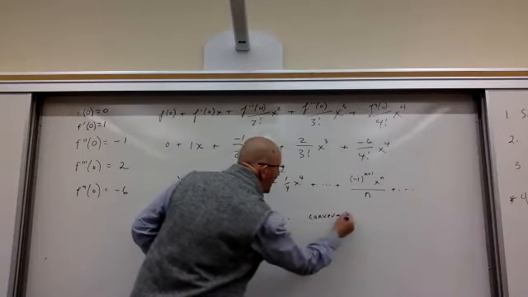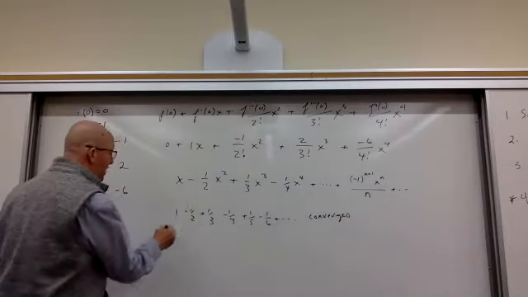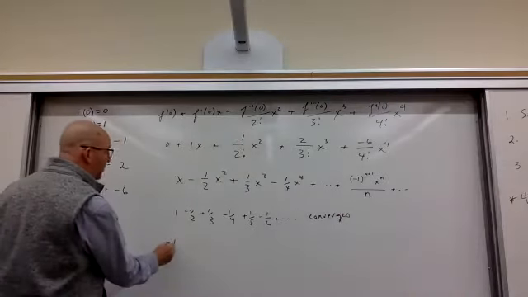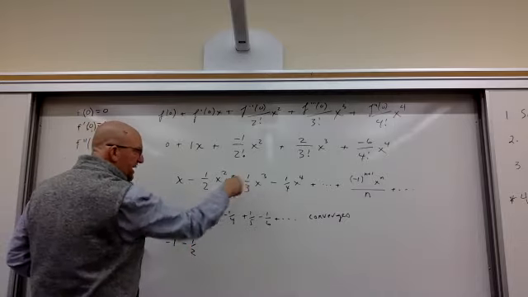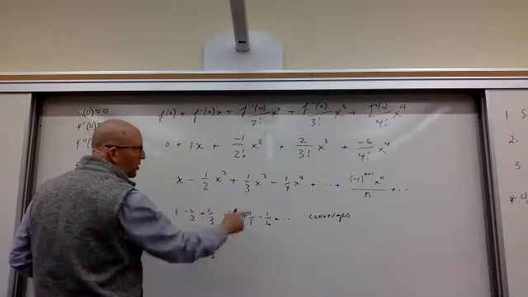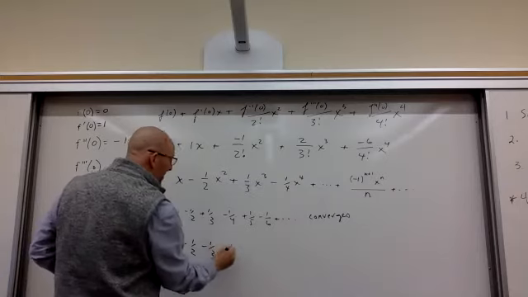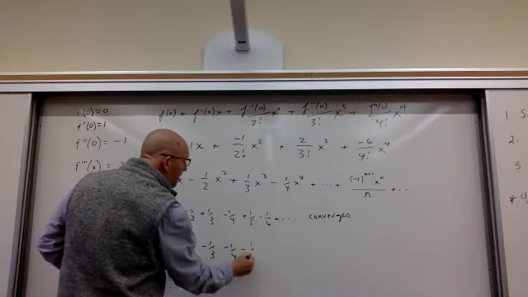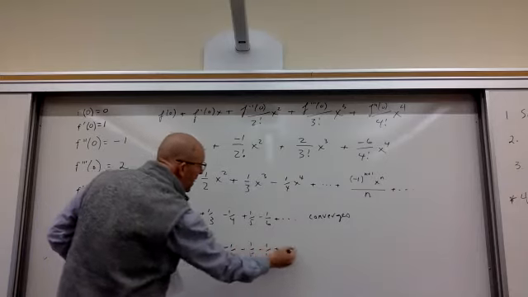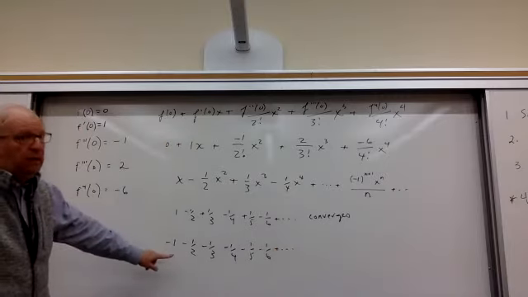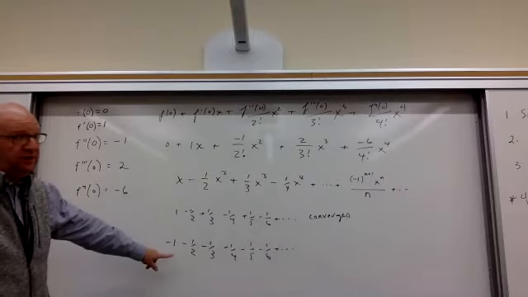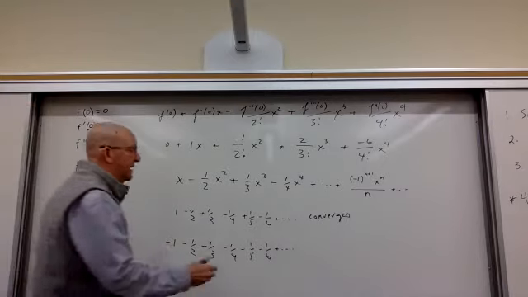But what about the absolute values? So what about -1? So that would be -1 minus 1/2, 1/3 times -1 cubed, minus 1/3, 1/4 times -1 to the fourth, minus 1/4. Uh-oh, this is the harmonic series, but it's not alternating. And what happens when the harmonic series does not alternate? It diverges.